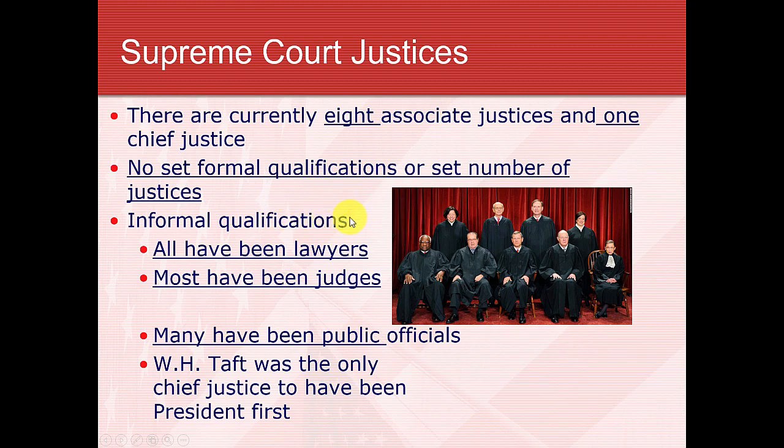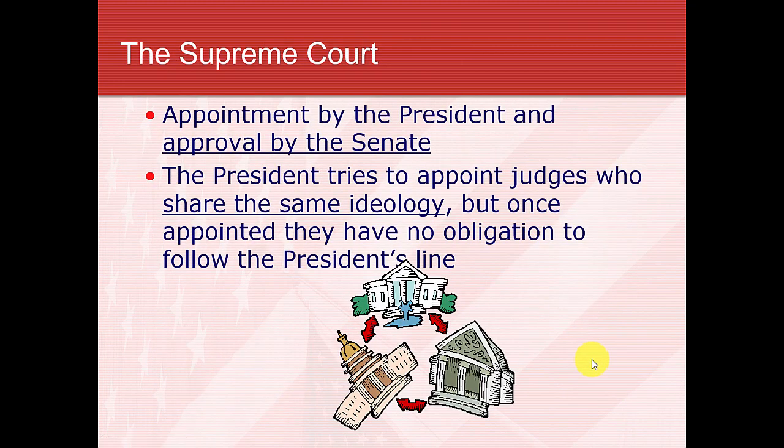Now, informal qualifications, which means it's not in the Constitution, but so far what have been the qualifications to be on the Supreme Court: every single justice in our history has been a lawyer, and most of them have been judges, and many have served in public office in different states. And then just a special note, William Howard Taft is the only Chief Justice of the Supreme Court who has also been president. So he was president first, and then after he was done being president, he ended up being a Chief Justice on the Supreme Court. So, an interesting little tidbit of history there.